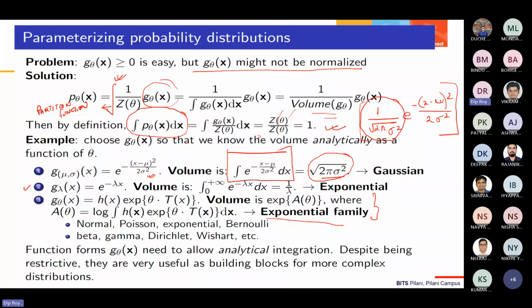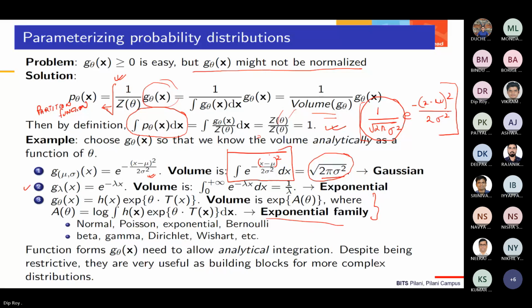Sorry, can you repeat once more? In the integral of e power minus (x minus mu), the x minus mu, does it have a square there? It has a square there. This is wrong actually. Okay, got it. Thank you.